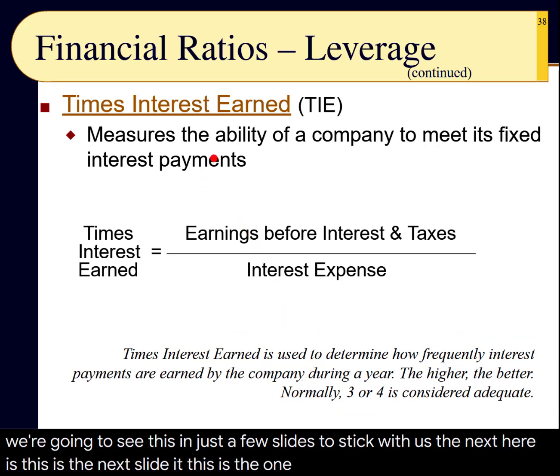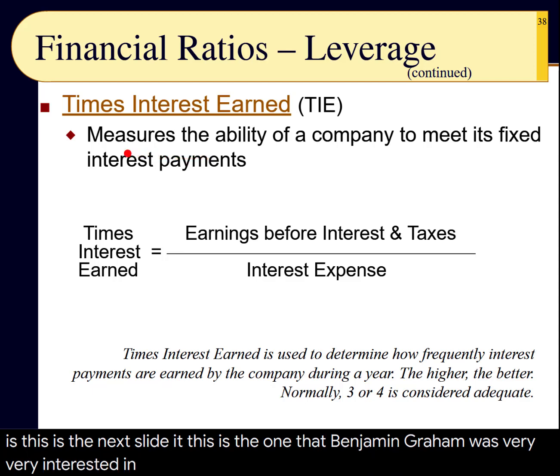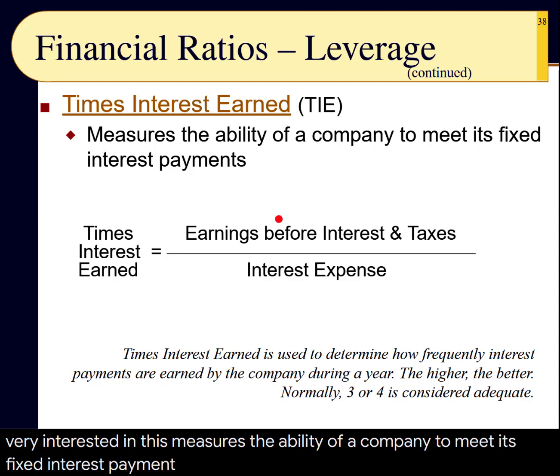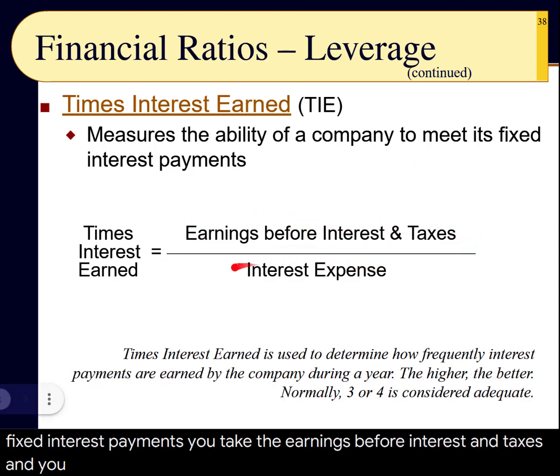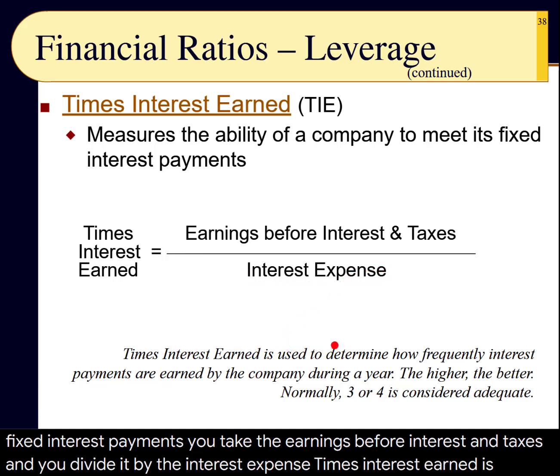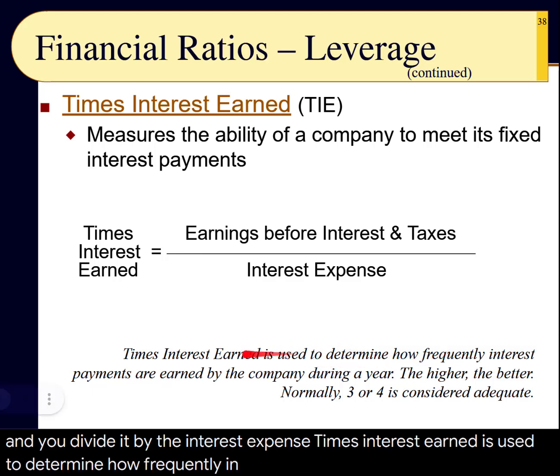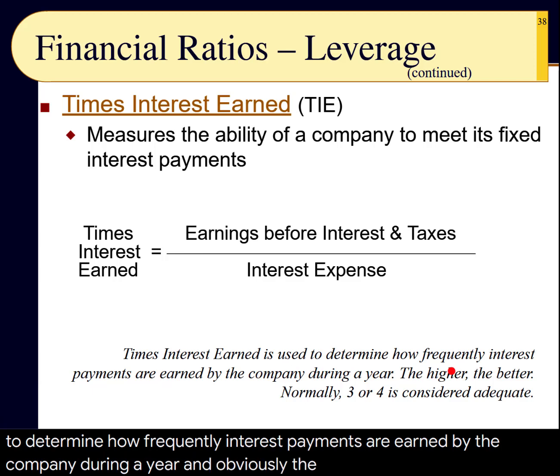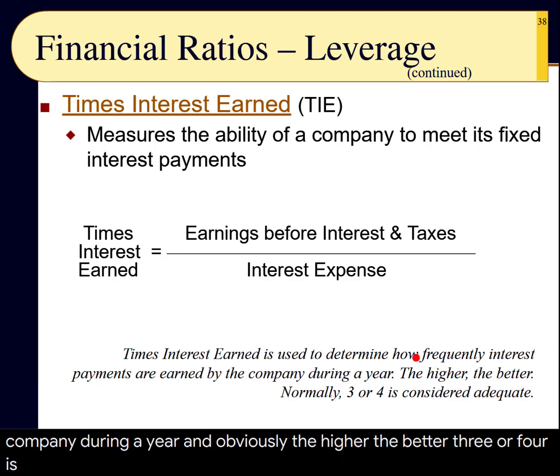This is the one that Benjamin Graham was very, very interested in. This measures the ability of a company to meet its fixed interest payments. You take the earnings before interest and taxes, and you divide it by the interest expense. Now, these are on the income statement. Times interest earned is used to determine how frequently interest payments are earned by the company during a year. And obviously, the higher, the better. 3 or 4 is considered adequate.